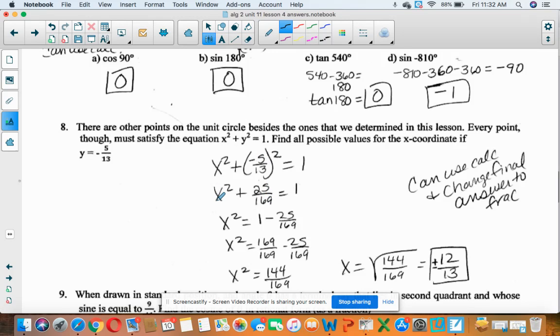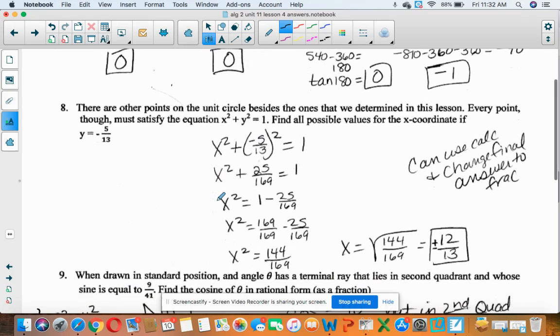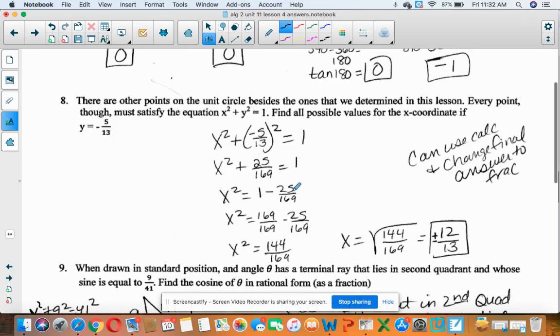I'm going to solve for x because I'm trying to find the value of x. So I subtract 25 over 169. 1 is really just 169 over 169. So 169 over 169 minus 25 over 169 is 144 over 169. And then I have to take the square root of that because I have x squared right now, and I'm trying to solve for x. So x is the square root of 144 over 169, which is just plus or minus 12 over 13.